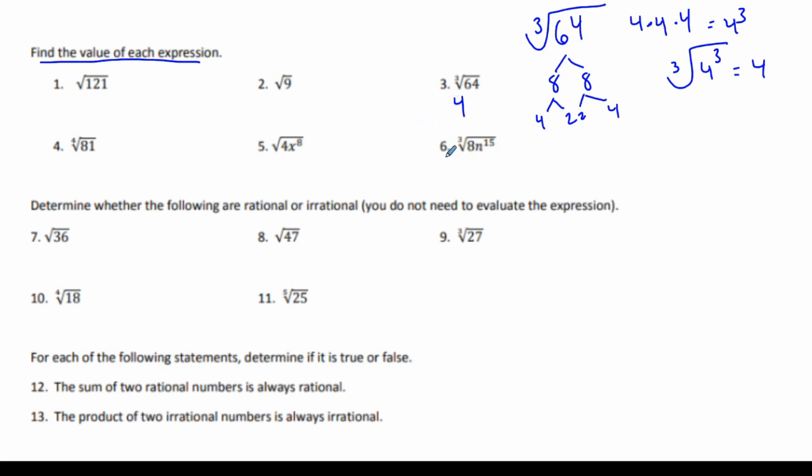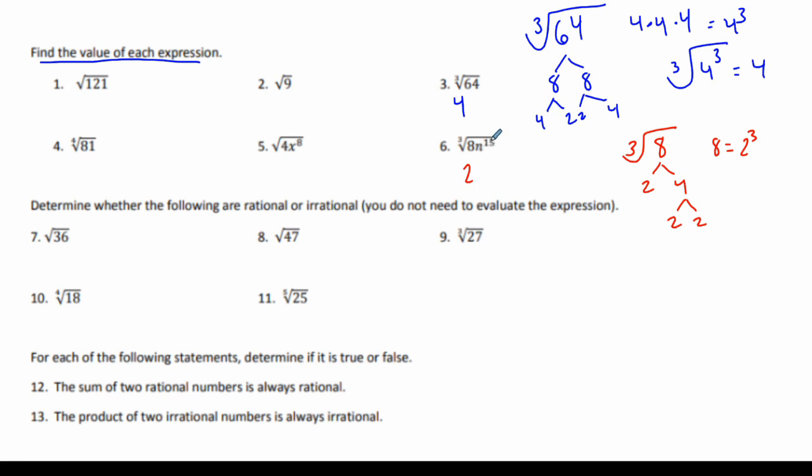Let's try number 6, because that has a coefficient and a variable with an exponent. So taking a look at the cube root of 8, we'll do that first. What multiplies to 8? 2 and 4. What multiplies to 4? 2 and 2. So this means I could write 8 as 2 times 2 times 2, or 2 cubed. So the cube root of 8 is 2.